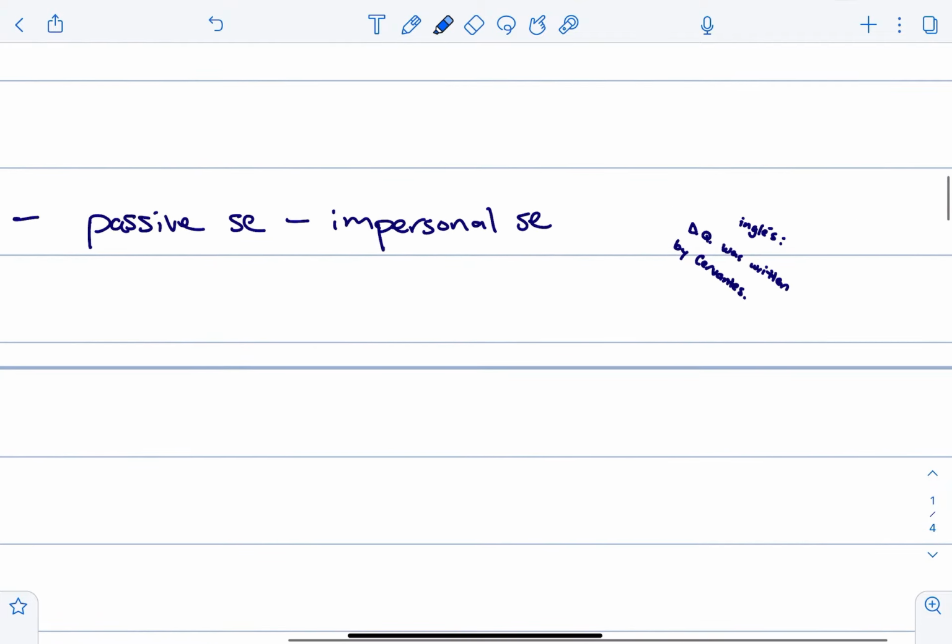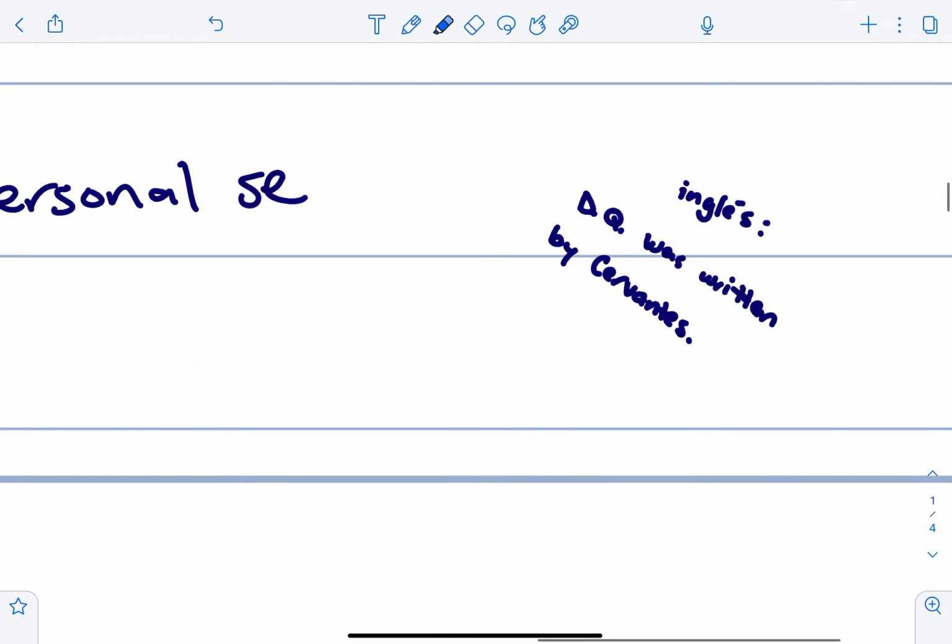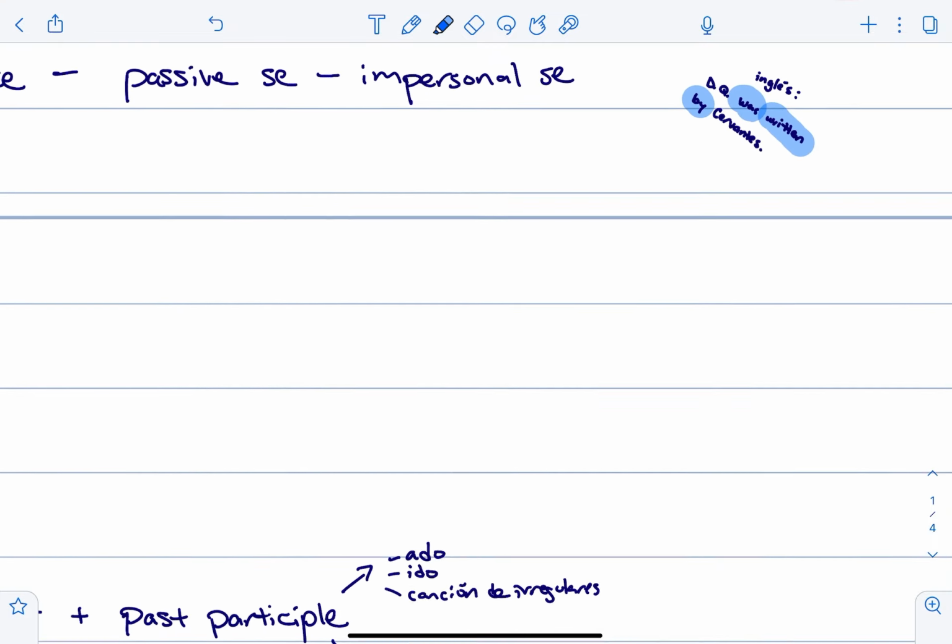In English, we also use the passive voice. The passive voice tells you that the subject is receiving the action. You use it by combining the verb to be with the past participle of the verb. And the person who did the action can be expressed with the preposition by. Don Quixote was written by Cervantes. Active voice would be saying Cervantes wrote Don Quixote. So this is the passive voice.